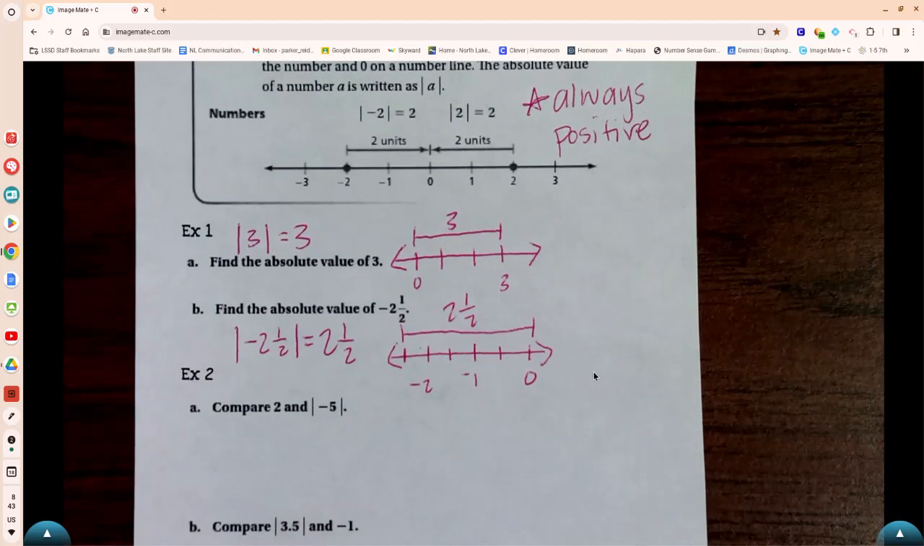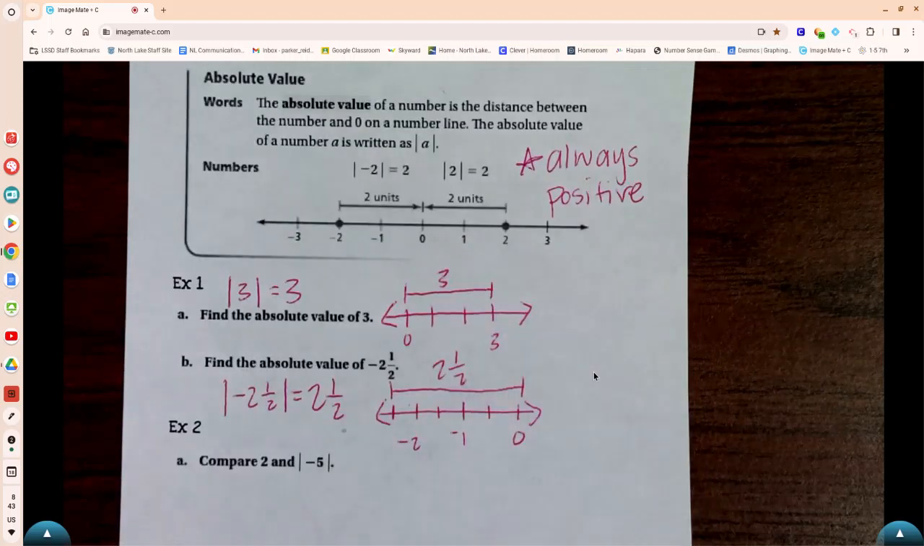So if you haven't caught on already, because absolute value is the distance that a number is from 0, absolute value is always just the number itself. But if the number is negative, we make it positive. If the number is positive, we keep it positive because absolute value is always positive because distance is always positive.